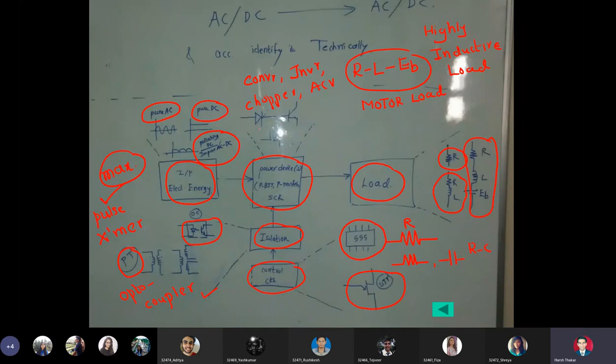We can have an SCR here, we can have a power BJT here, we can also have a power MOSFET here, depending upon which kind of kit we are having. Okay, so the student has to identify all these 5 building blocks again.